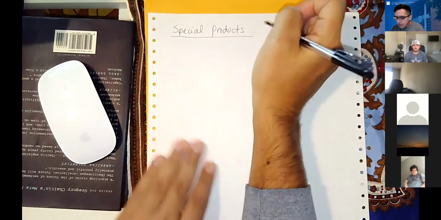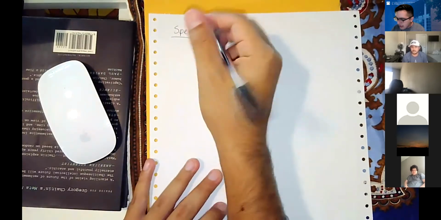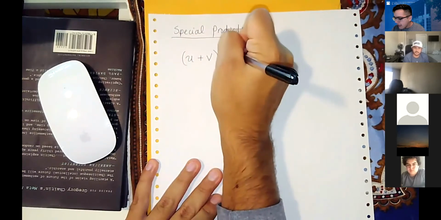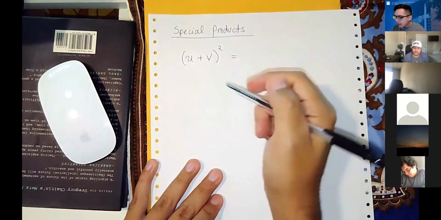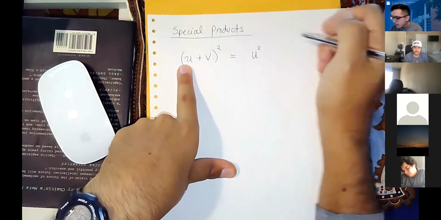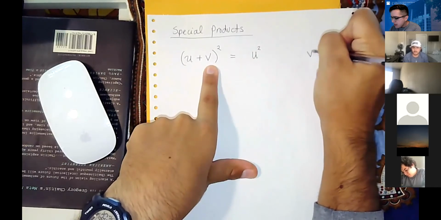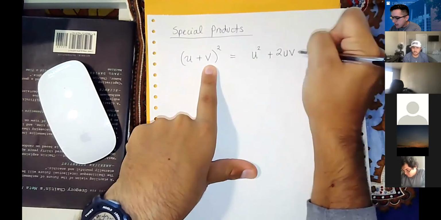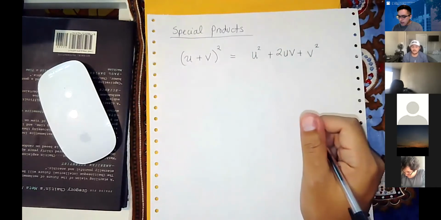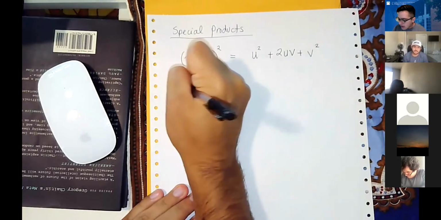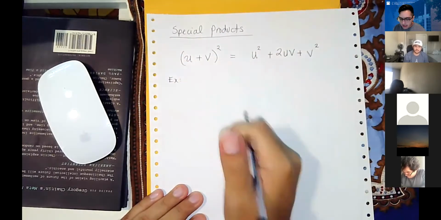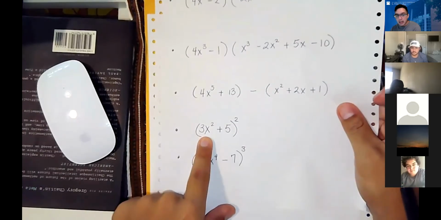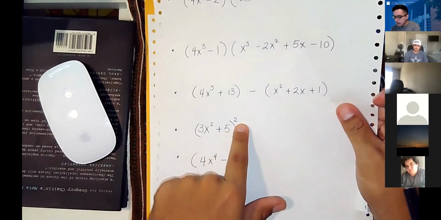You might have heard this called perfect square binomials, and it's a formula where if I have, let's say, u plus v, and I square that, what you'll end up getting is a u squared, a v squared, and then in the middle you'll get 2 times u times v. Okay, so if I were to put that in action, this is the formula that we're using. Let's look at that second to last problem, right? 3x squared plus 5 squared.